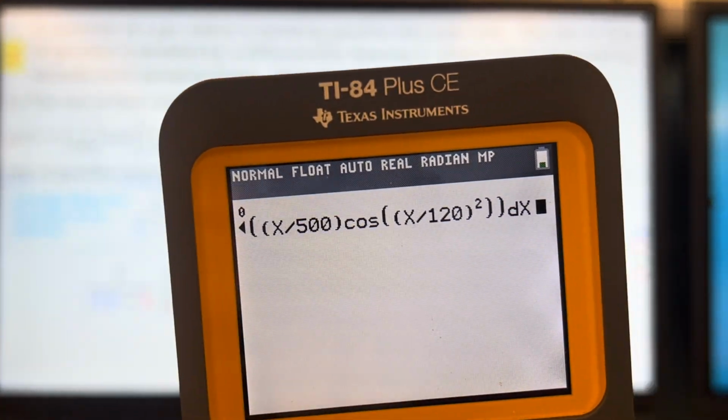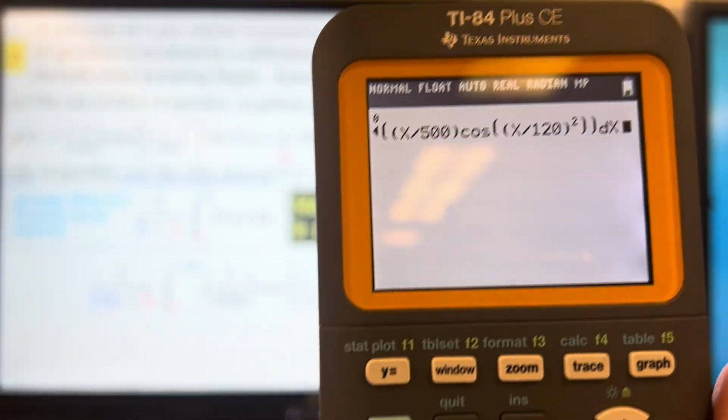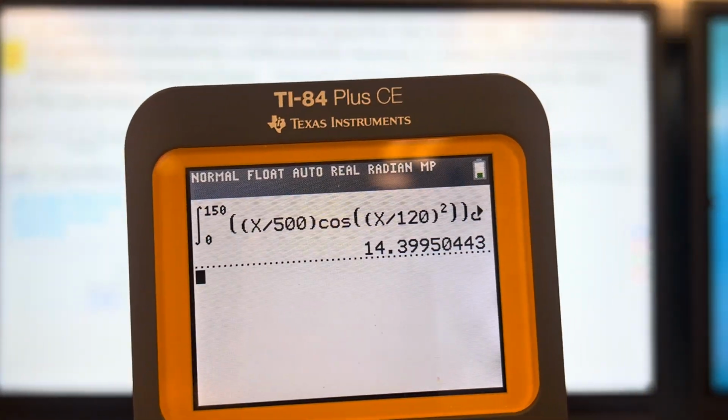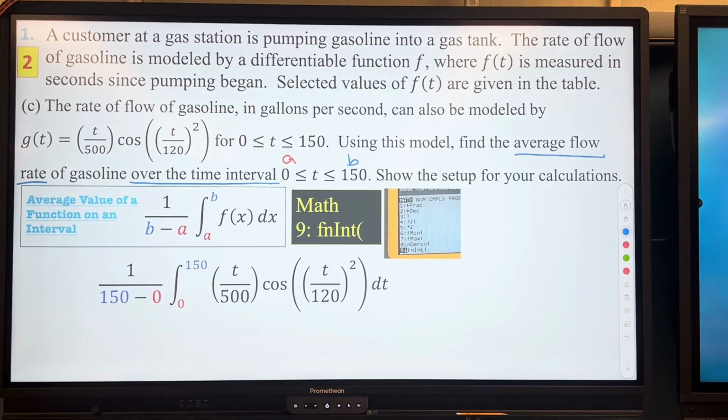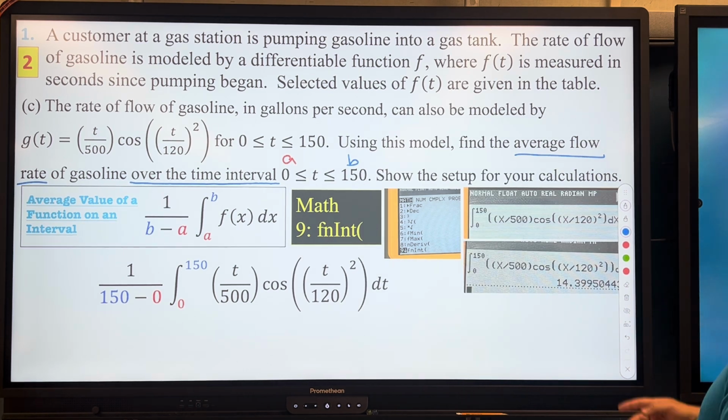So that's what your equation should look like. And if I did it right, I should get my answer, hit enter, and get about 14.4. I left that there so you can pause it. And on the board, let's see, 14.4.